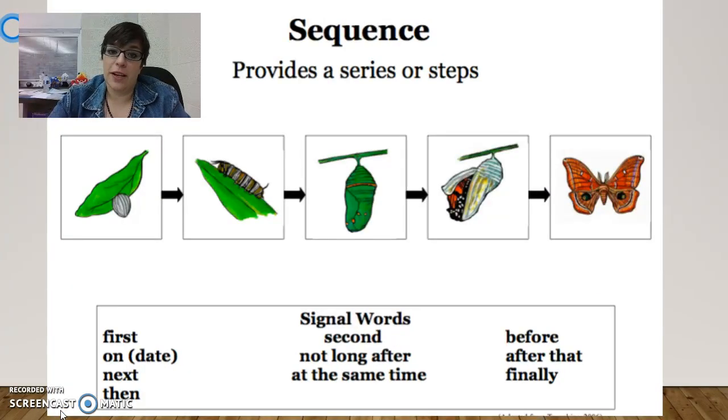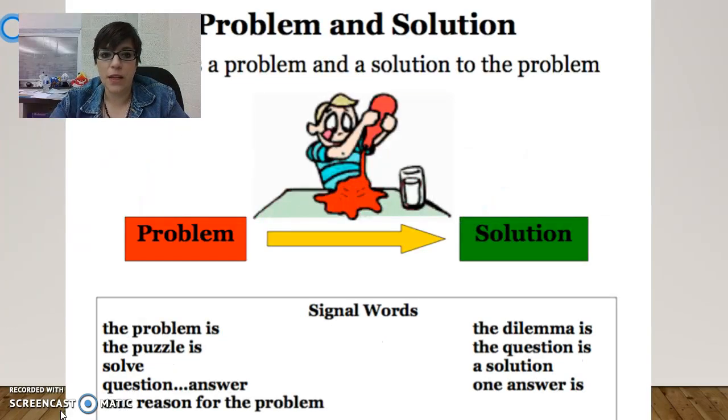Also, I like this graphic a lot for sequence because it shows you that sequence can apply to things that aren't just baking or cooking, but also to the life cycle of things. So a lot of times when you read about the life cycle of stuff in your biology or your science classes, that's where you're looking at a sequence. You're looking at how things start their life and then how they grow into something else.